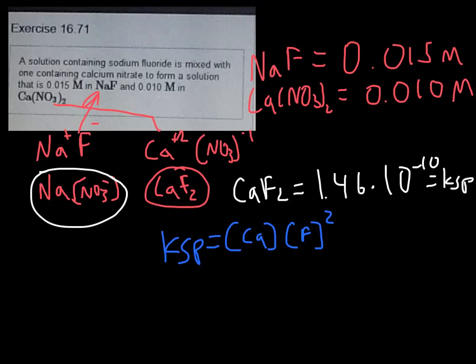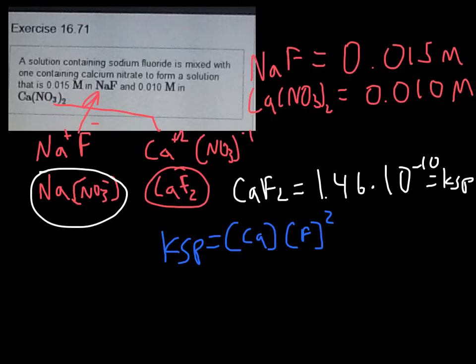Now, we just plug in what we know. As you see up here, it might have been a little confusing earlier. I've written up here NaF equals 0.015 and Ca(NO3)2 equals 0.01. So that's what we plug into these values. Ca, we have those values right there. So we plug the 0.010 into that value, and for F, we plug the 0.015 value into here.